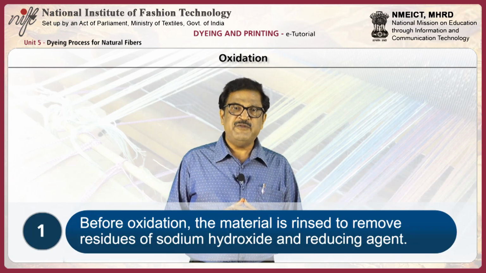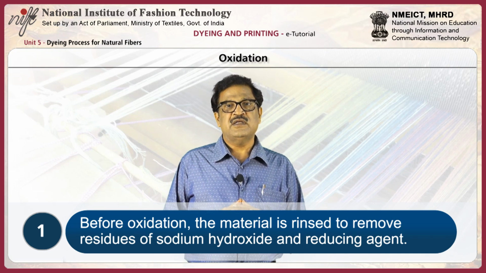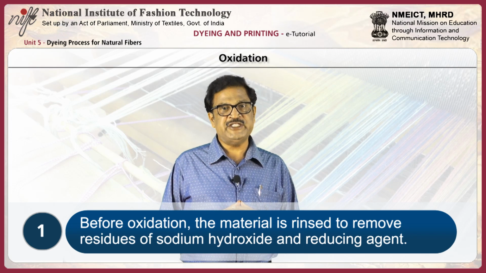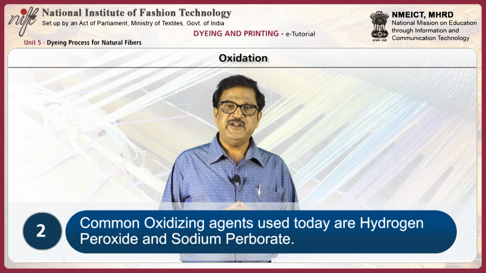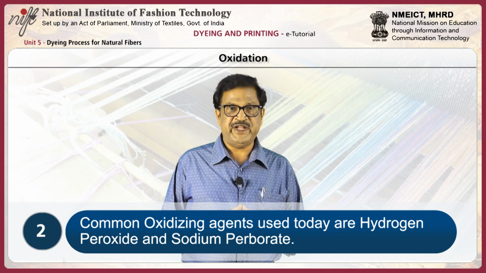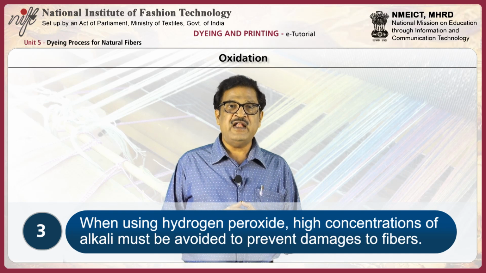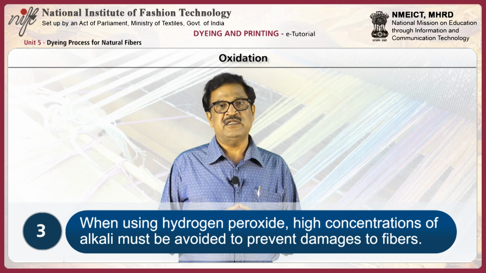Oxidation. Before oxidation, the material is rinsed to remove residues of sodium hydroxide and reducing agent. Common oxidizing agents used today are hydrogen peroxide and sodium perborate. When using hydrogen peroxide, high concentration of alkali must be avoided to prevent damage to the material.